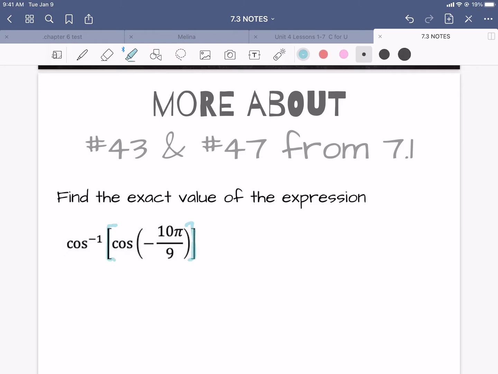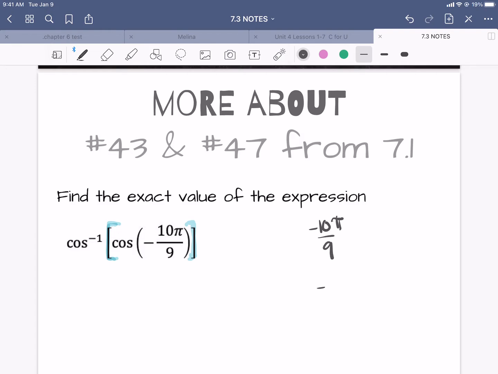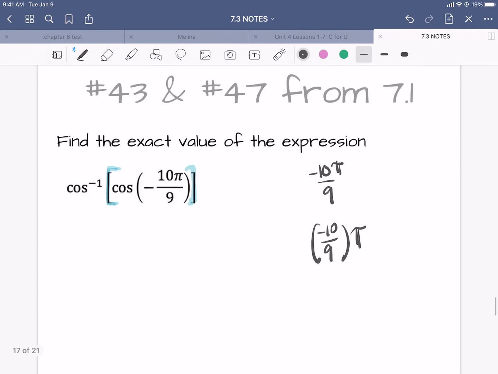I'm going to work this expression out by evaluating the innermost parentheses first. So first I want to figure out where negative 10 pi over 9 is within the xy plane. So I'm going to rewrite 10 pi over 9 with the pi outside a set of parentheses, like so. And then I'm going to rewrite it as that negative 10 over 9 is negative 1 minus 1/9, right?